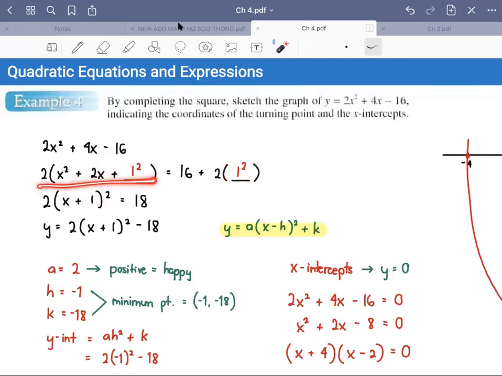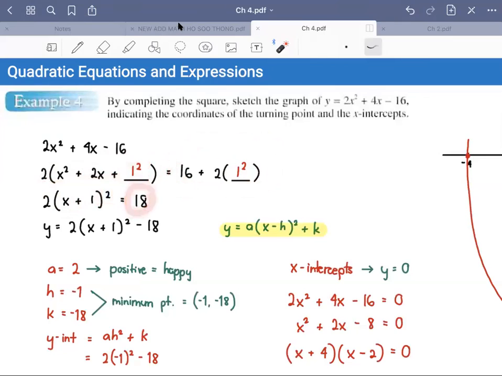The left side, you can factorize this now. So bring down 2, and then you factorize this, it becomes x plus 1, and don't forget the square outside. So it's the factored form of this side. And how about the right side? Evaluating this, you'll get positive 18.